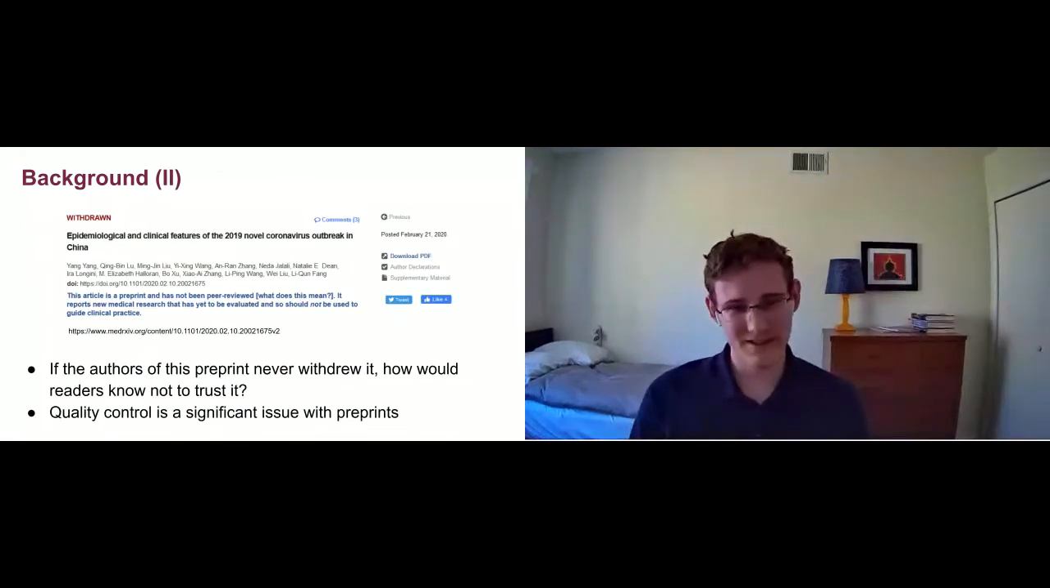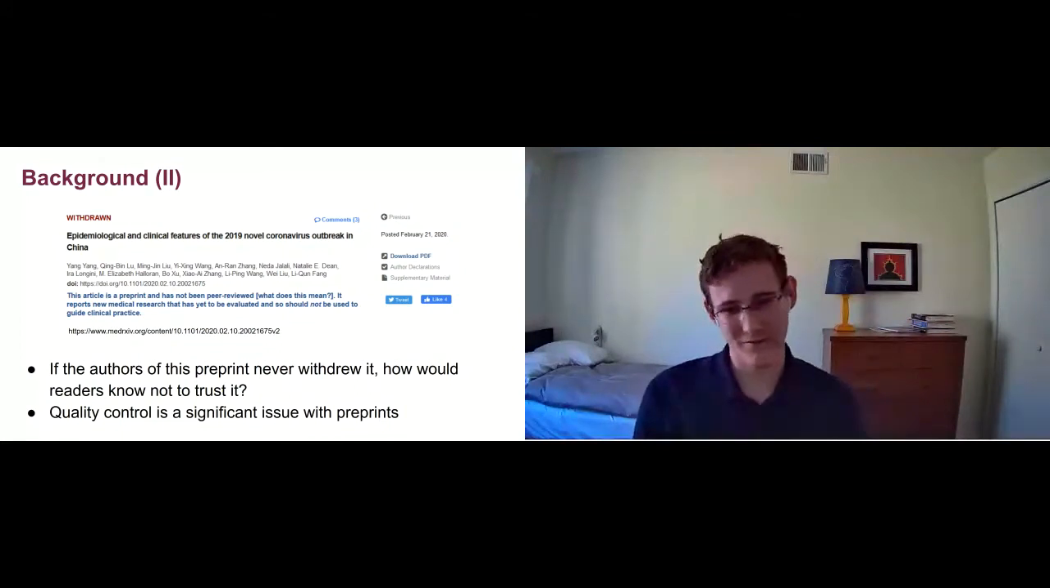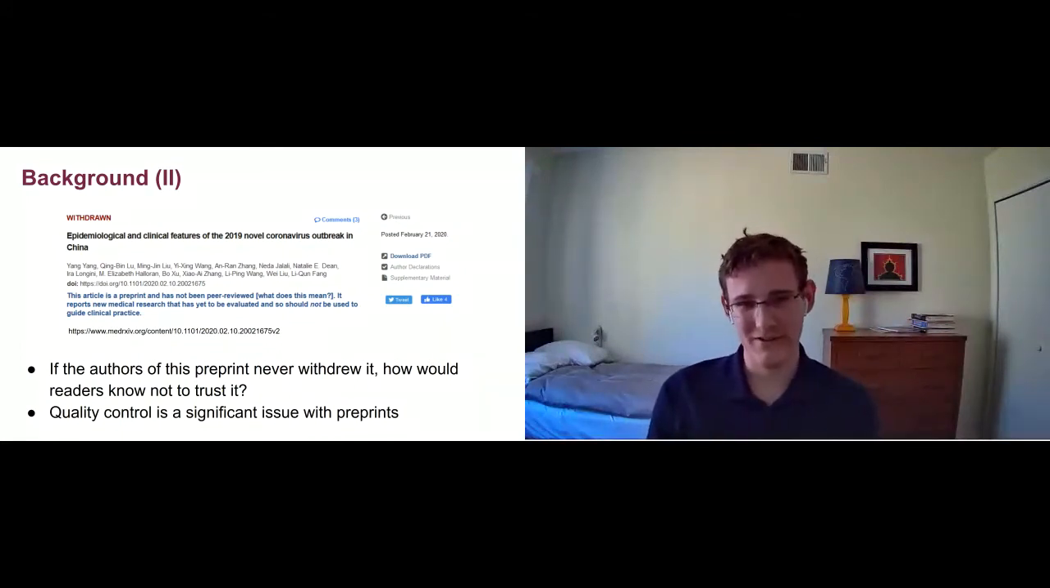So here's an example of a preprint that describes a small number of patients with COVID-19 very early on in the outbreak. The authors decided to withdraw this preprint because they realized that basing any sort of decision on such a small sample of patients is not a good idea. But if the authors never withdrew the paper for whatever reason, how would readers know not to trust it? So in general, we're seeing that quality control is a significant issue with preprints.